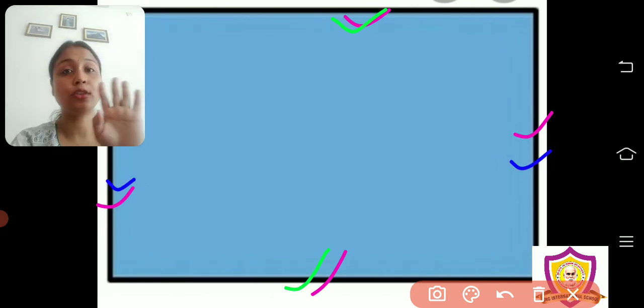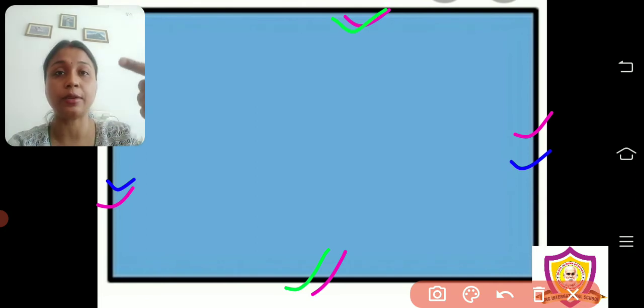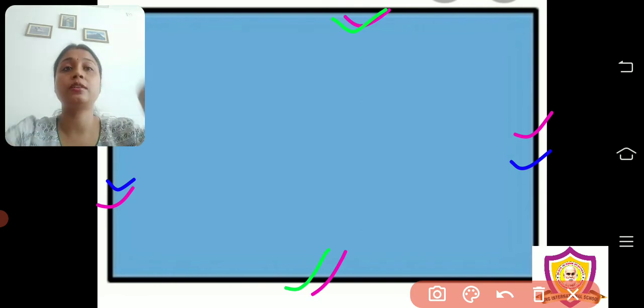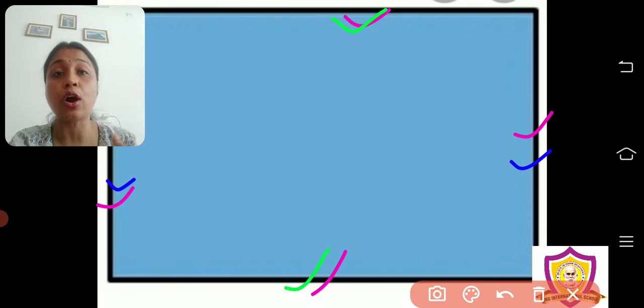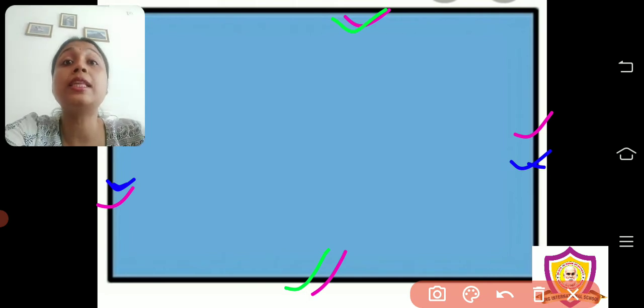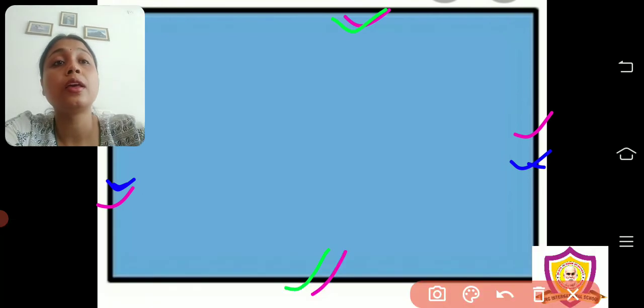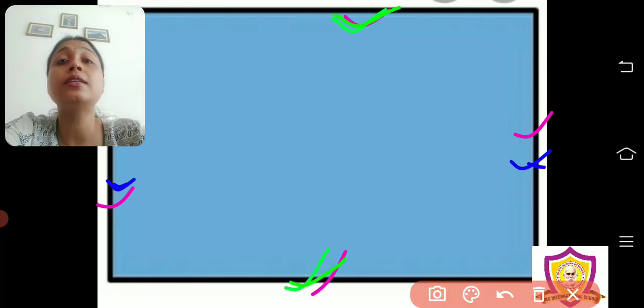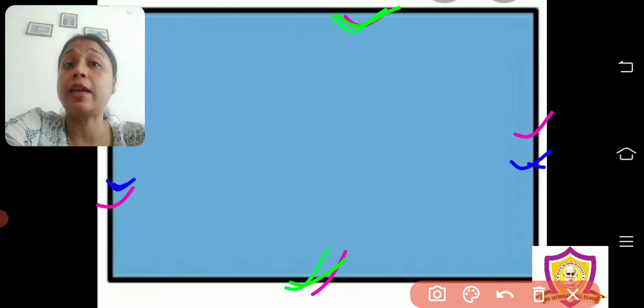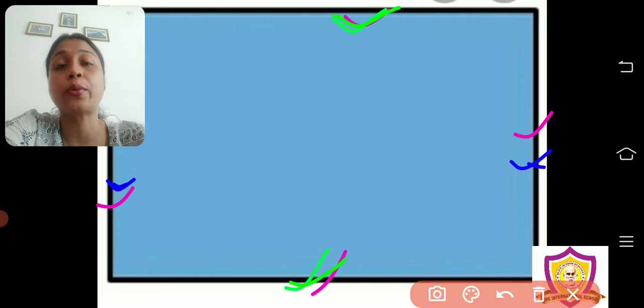Rectangle also has 4 sides, but opposite side means this. If I keep my finger this way, these two fingers are opposite. They are standing opposite to each other. So these two lines are opposite and they are equal in a rectangle. Similarly, these two lines are opposite and equal. This is the difference between rectangle and square.